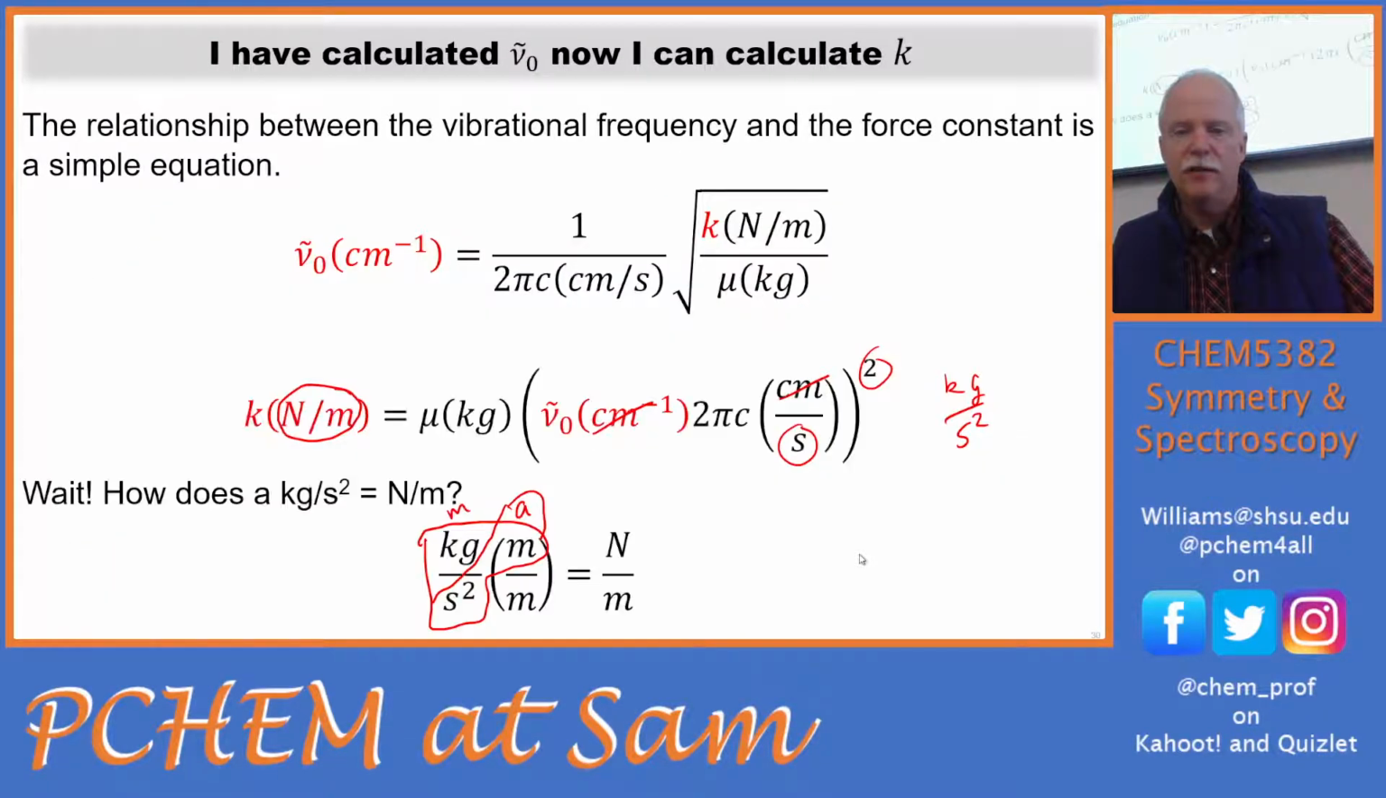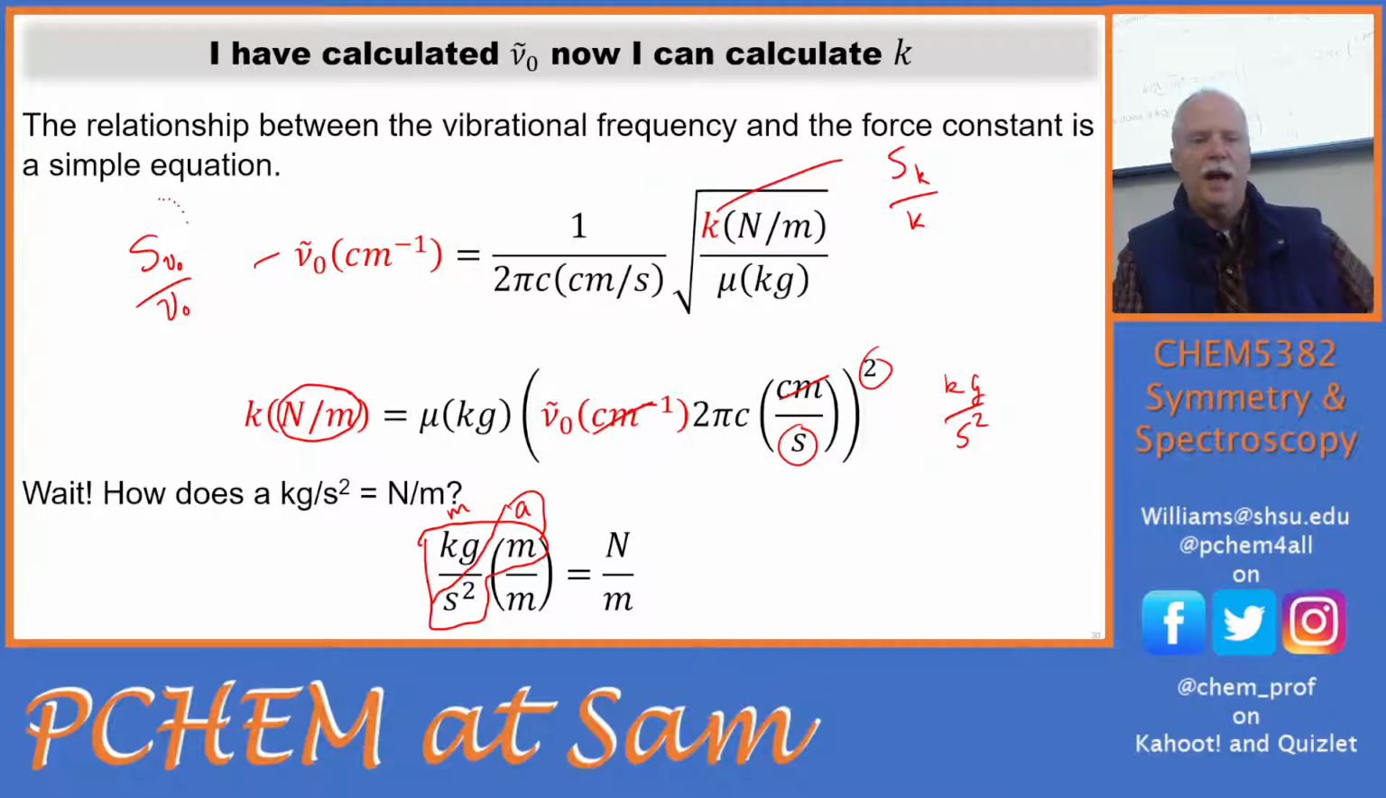And same thing here. So I have this equation. If I have uncertainties in my nu zero value, so I have S nu zero over nu zero, how is that related to this K value, S K over K? I know this value, I know that value. I can solve for K, so I have one equation and one unknown. I can solve that. So we're going to do that next.